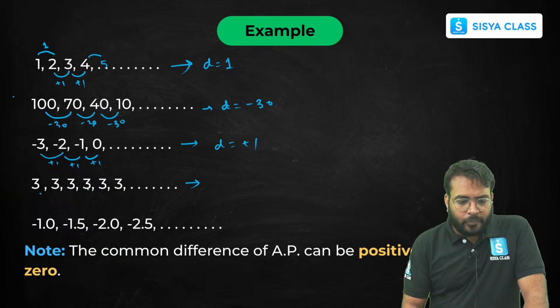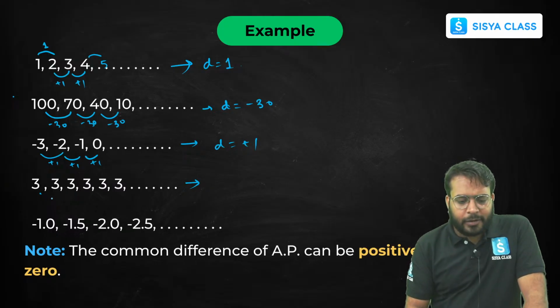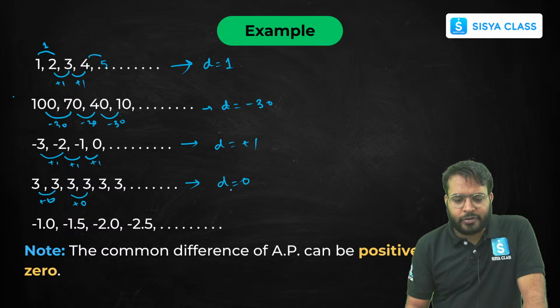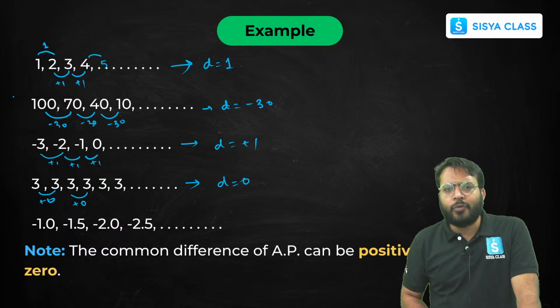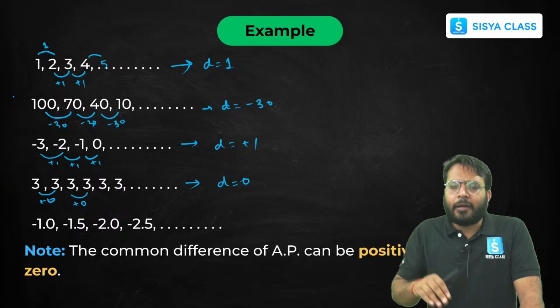Now here if you see the fourth example, we are having only 3, 3, 3, 3. That means we are not adding anything, right? Here the common difference is what? 0. That means if the common difference is 0, you are going to get the same thing throughout the sequence.